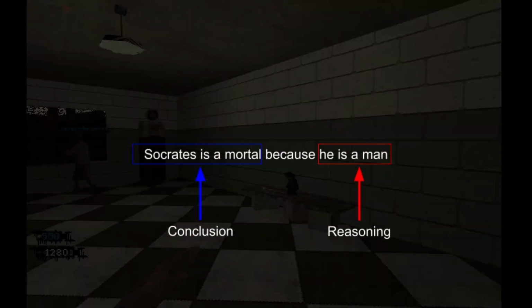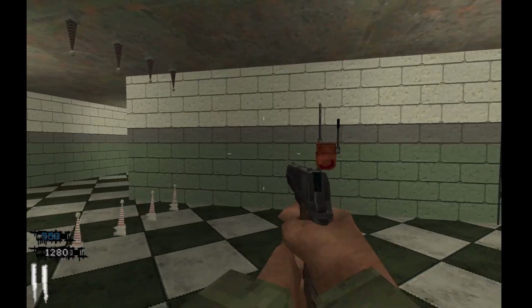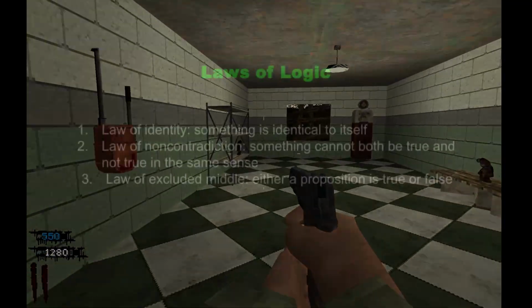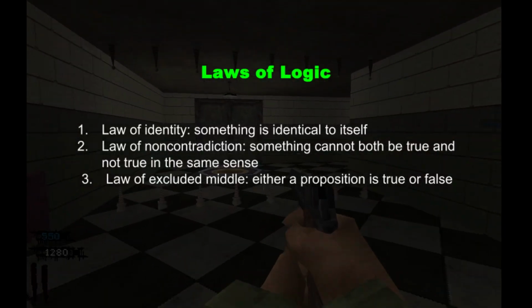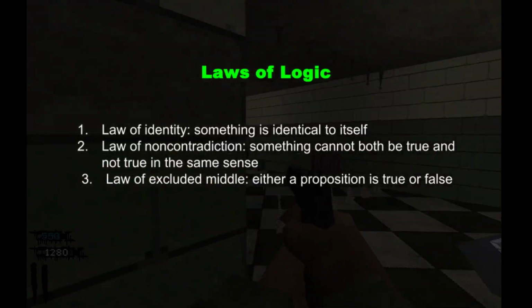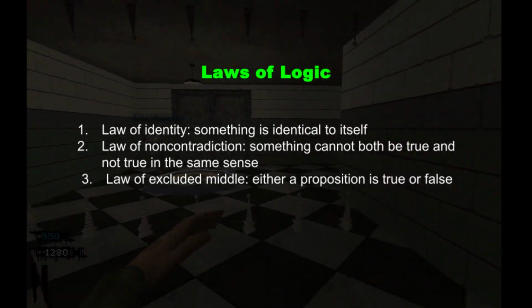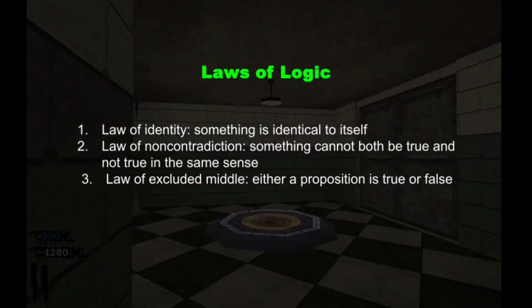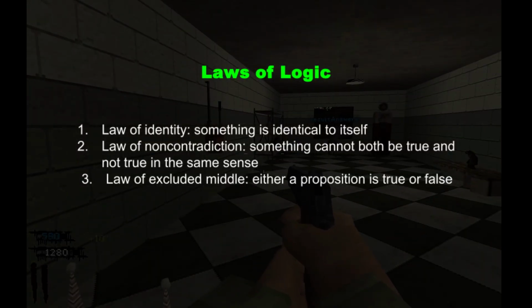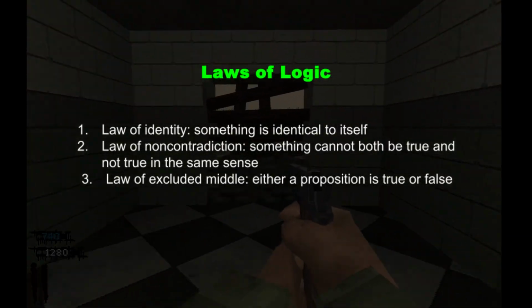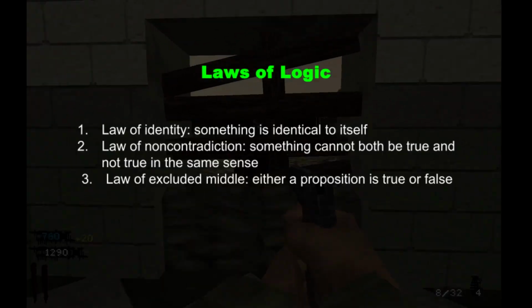Now, first, we need to cover what the laws of logic are before we can go into arguments and how they work. Firstly, we have the law of identity, that being something is identical to itself. For example, 1 equals 1, x equals x. Second, we have the law of non-contradiction, which is that a statement cannot both be true and not true in the same sense. You can't have two mutually exclusive statements be true at the same time and in the same sense.